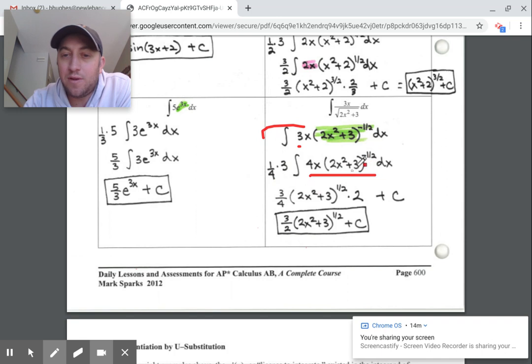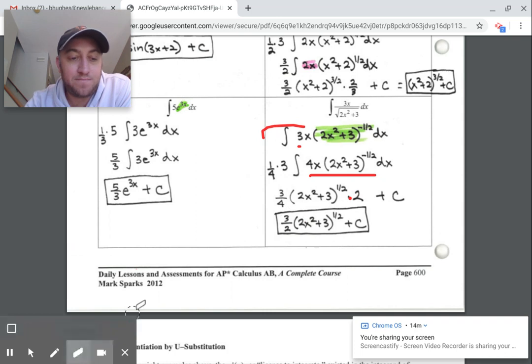The antiderivative of this, I would have to add 1 to negative 1/2, which is 1/2. And then I need to divide it by my new power. So dividing by 1/2 is the same thing as multiplying by 2. And then I just cleaned it up. 3/4 times 2 is 3/2. And there is my antiderivative.